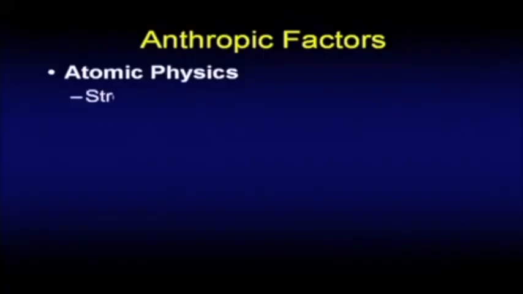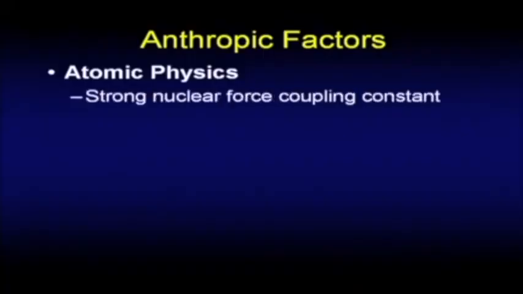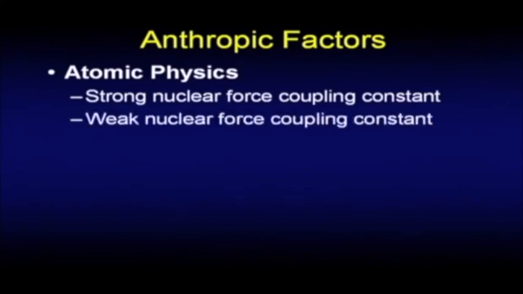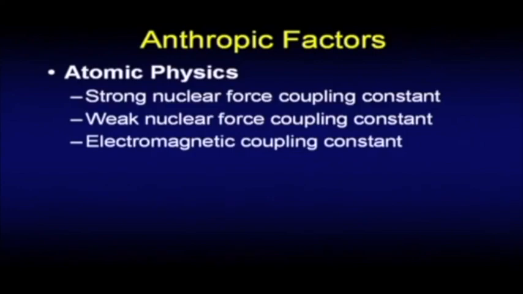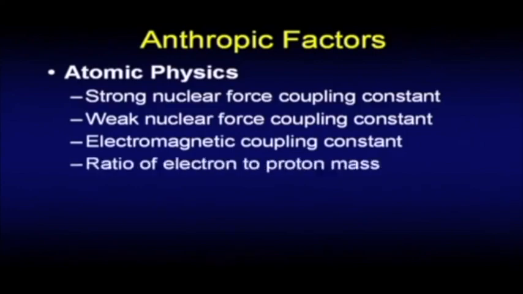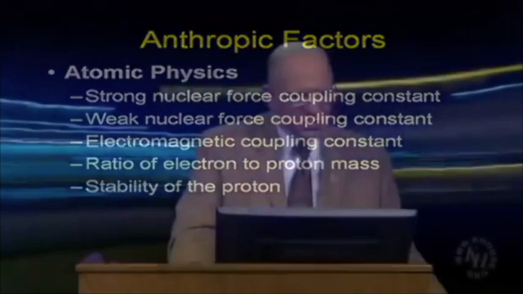Atomic physics. We have the strong nuclear force coupling constant. If you change it, atoms and materials disappear. We also have the weak nuclear force coupling constant, the electromagnetic coupling constant, the ratio of the electron to proton mass, and the stability of the proton. Each one of these has ratios and numbers that, if you change just a little bit, the periodic table disappears. You don't have metals. You don't have anything.